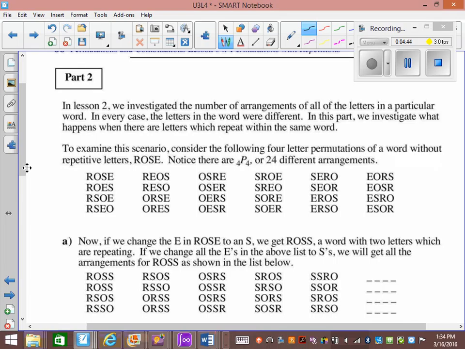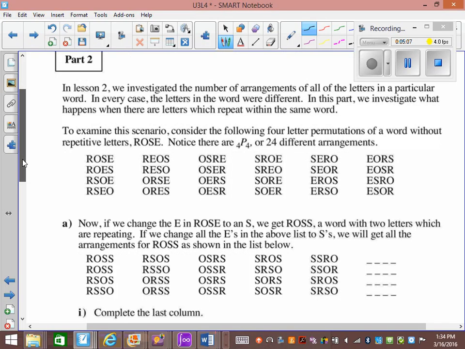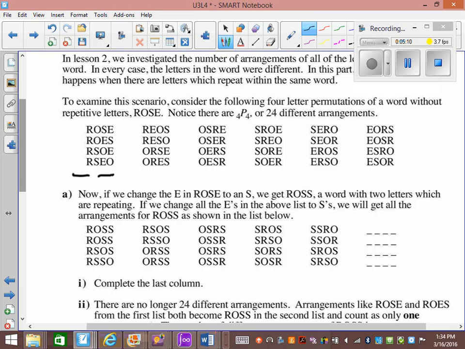In the past lesson, we investigated the number of arrangements of all the letters in a particular word. In every case, the letters in the word were different up to this point. And I told you there was going to be a point where we'd have to check our words to see if we have double ups or triple ups. In this part, we investigate what happens when you have letters which repeat. To examine the scenario, we're going to look at the word rose. You could list all of these out, which would take forever and you might miss one. Or we could ask, how many ways can I rearrange rose?